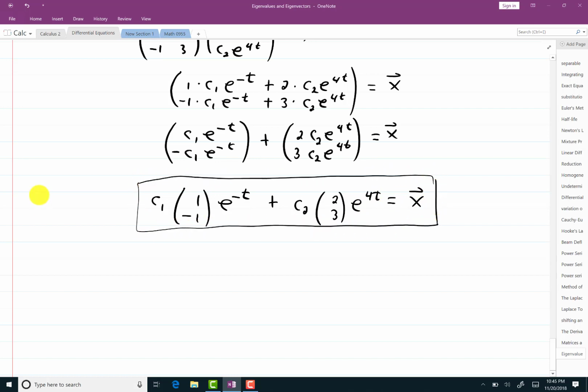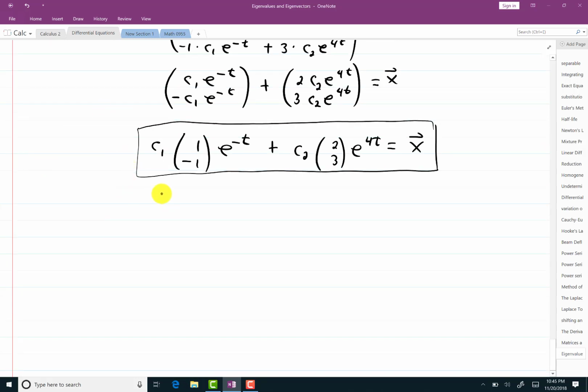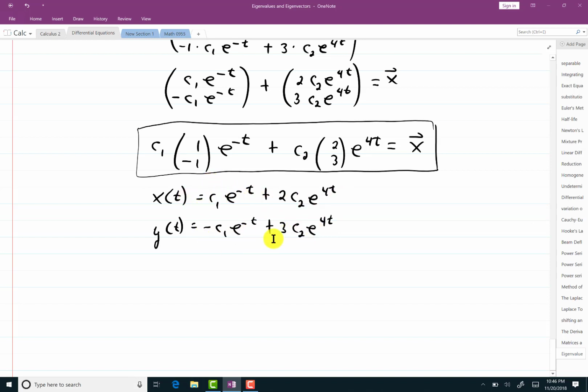to the differential equation. If you really want to know what these are, you'll have x of t, that's the first component, will be the first row. That'll equal c1 e to the negative t plus 2c2 e to the 4t, and y of t will equal negative c1 e to the negative t plus 3c2 e to the 4t. And you see they take the format of our homogeneous type of equation solutions that we've had before. So it does match those, but you are permitted to write your answers in vector format, which is here.